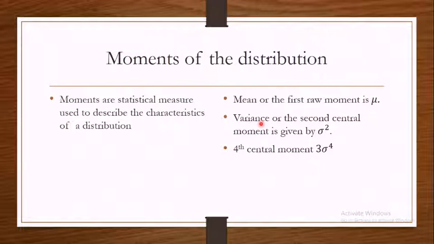And the variance, which in terms of moments we usually call the second central moment, is denoted by sigma square. Then the fourth central moment is denoted by 3 sigma raised to 4. Now, this is in the case of normal distribution; if it is any other distribution, all these values will change. And in the case of a normal distribution, the odd moments are always 0. Okay, so that is why I didn't mention the third central moment.